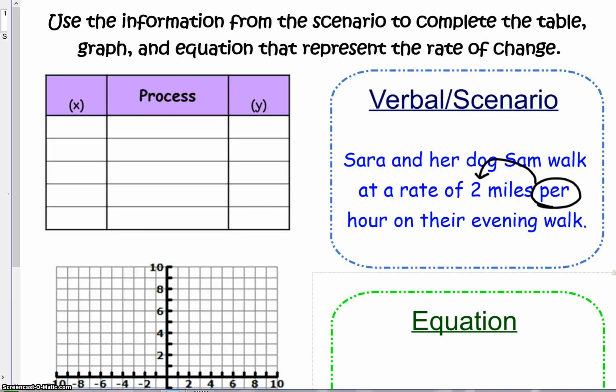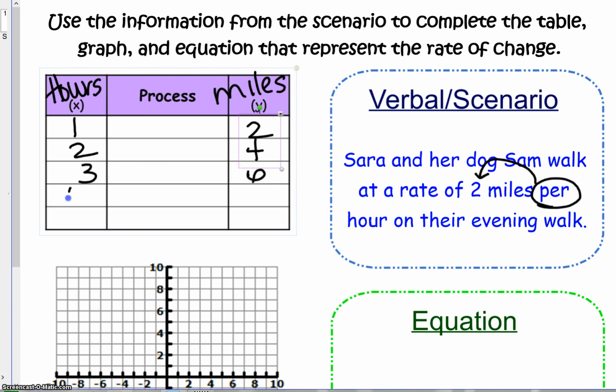So, what is our independent variable? Would it be miles or would it be hours? If you said hours, you would be correct, and that means miles would be your dependent variable. So, in 1 hour, Sarah walks 2 miles. In 2 hours, Sarah walks 4 miles. In 3 hours, she walks 6. In 4 hours, she walks 8. And that means X goes here and Y goes here.